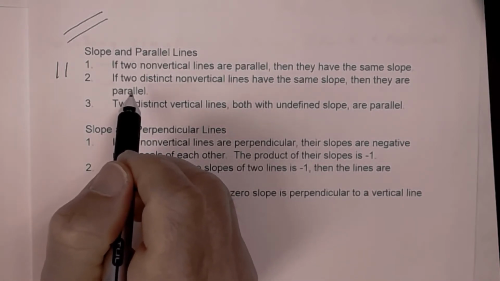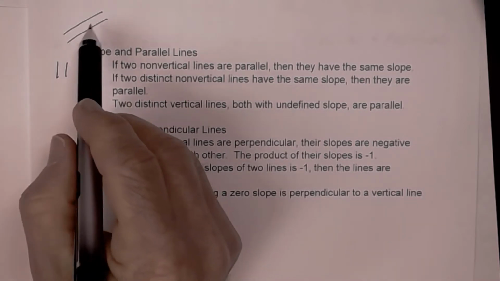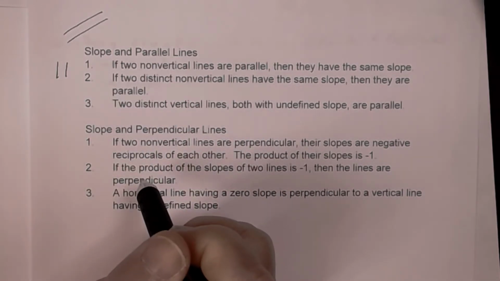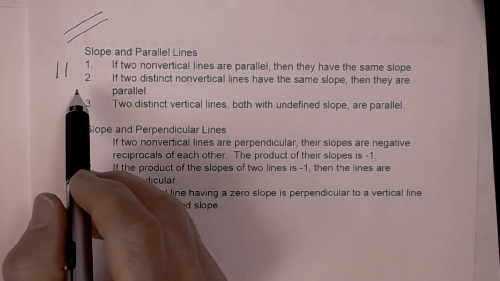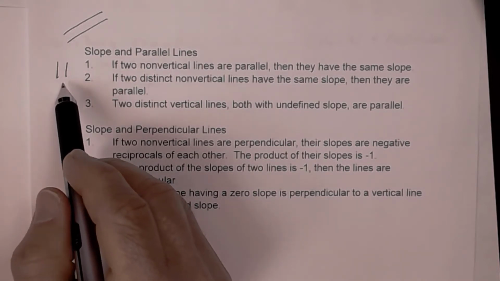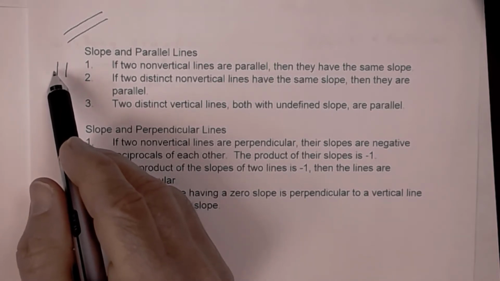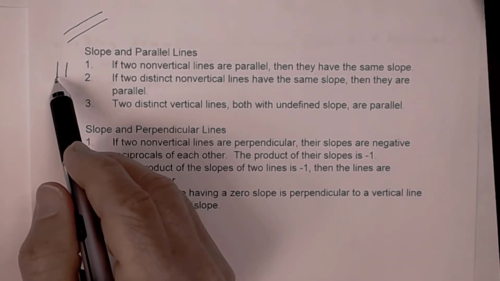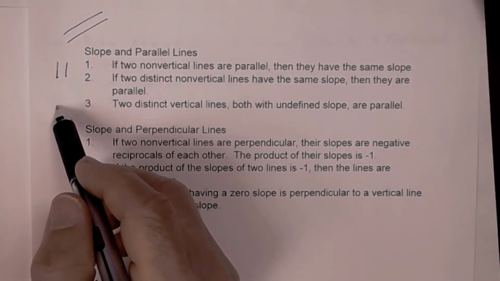And then the second thing is this: if you are told that you have two non-vertical lines and they have the same slope, then you can automatically say that the lines are parallel. And here's where this comes in. If you are told that you have two distinct vertical lines with undefined slope, then they are parallel. So if you are told that you have two lines that have undefined slope, which means that they are vertical, then you can automatically say that they are parallel. But you can't talk about their slope because there is no slope of vertical lines.